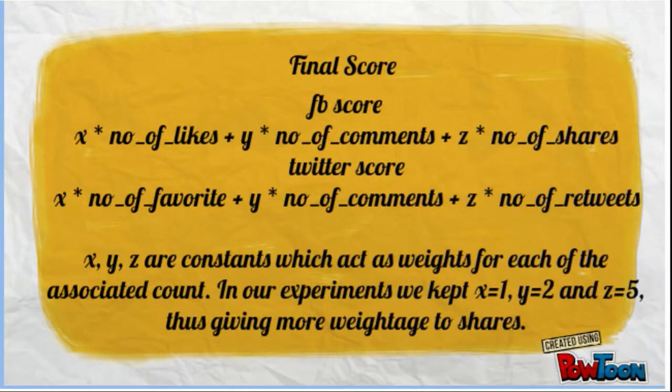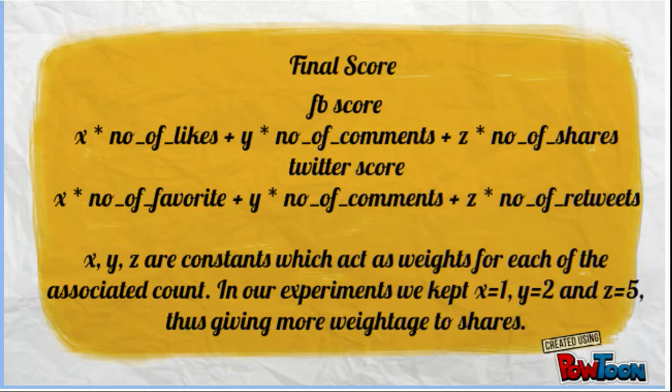So for the final score, we have calculated the combined likes, shares and comments count for each artifact. All we have to do now is compute a total score. For Facebook, we have used the following formula: x into number of likes plus y into number of comments plus z into number of shares.